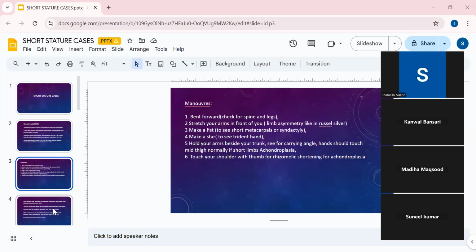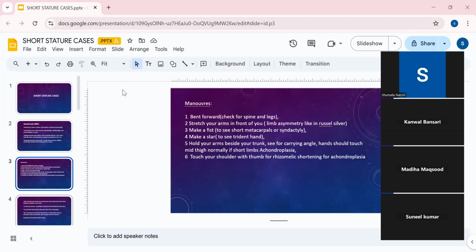Generally, don't mention that I'm doing maneuvers for short stature, okay. Some examiners don't like this term when we use it. So when you see short stature, after you know that this child is clearly short, you will ask for the different measurements, okay, and then you will do these maneuvers before moving on to your general physical examination, okay.